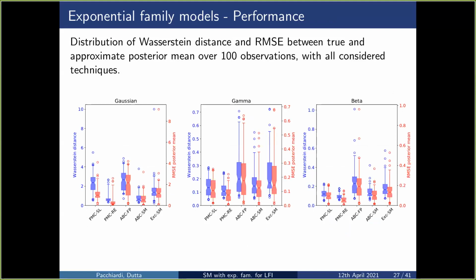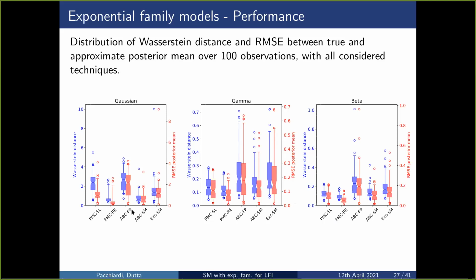We also looked into the distribution of Wasserstein distances over, let's say, 100 data sets, from the true posterior, which we know in this case, and how variable they are, and then the RMSE between the true and approximate posterior mean over 100 observations. We should note that when we ran the ratio estimation and synthetic likelihood in these cases, we actually used the true summary statistics. And they are, in a sense, performing best here. Of course, if you give them the true summary statistics, they should perform best.